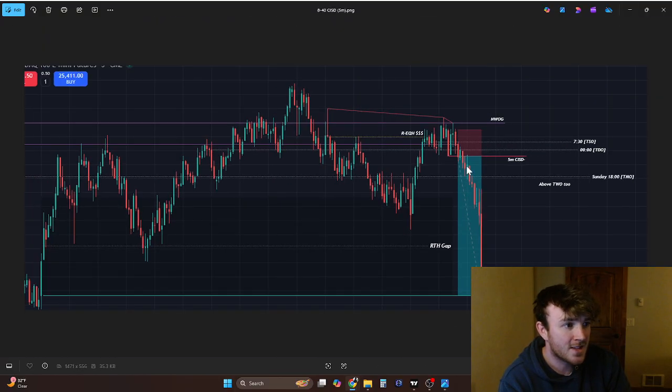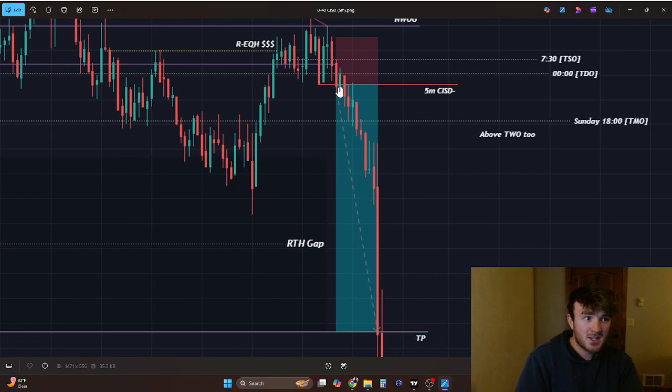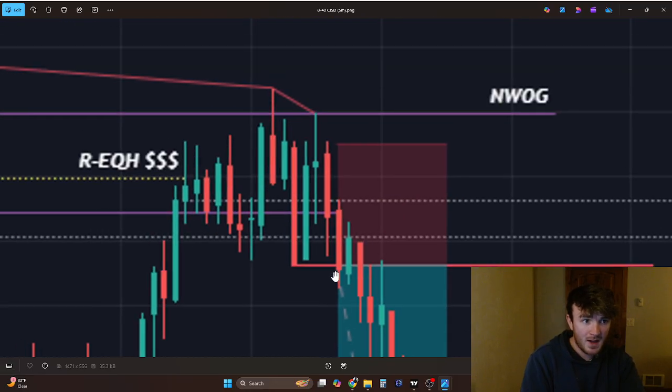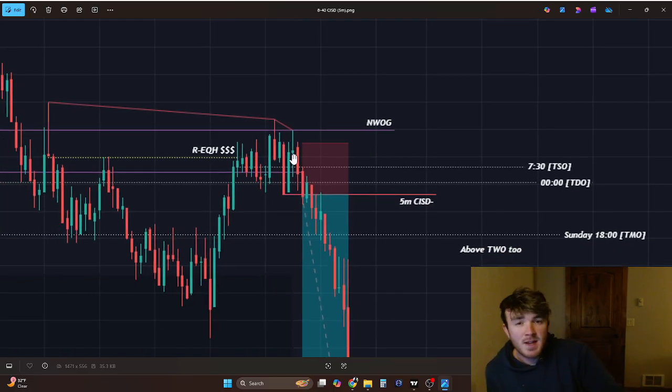Understand that that's likely going to want to get filled. And you can see here's that 5-minute change state of delivery. I actually call this, I've nicknamed anytime you get a change state of delivery off the new week opening gap, I've nicknamed that the shadow model.